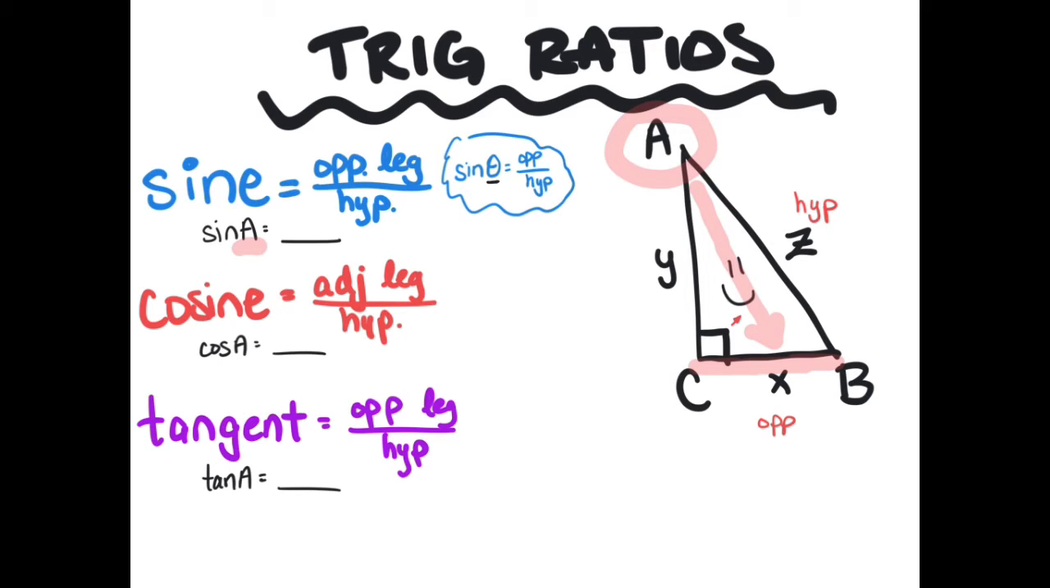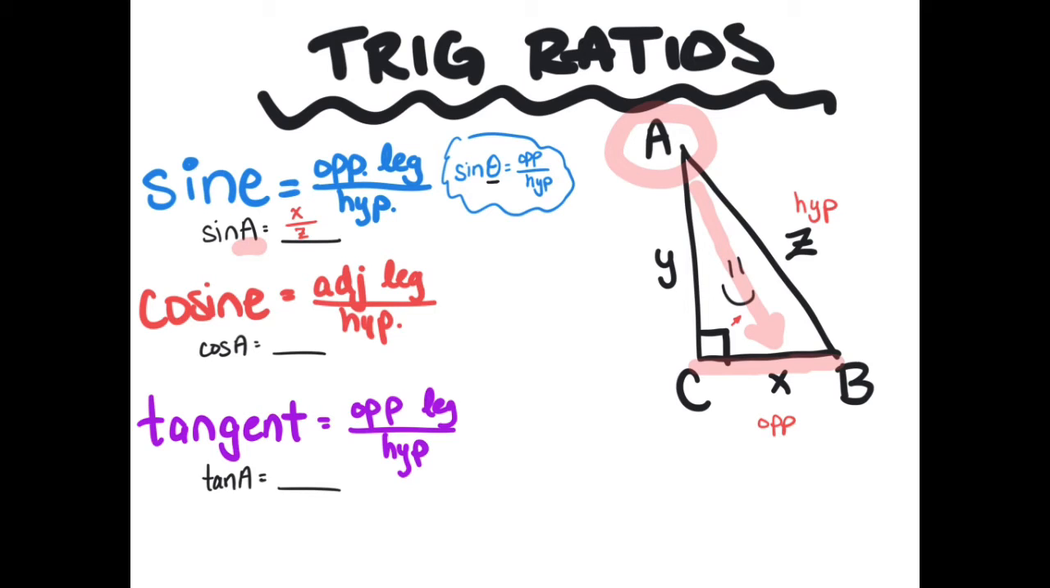So when I talk about sine of angle A, the opposite leg is X, and the hypotenuse is Z. The ratio looks kind of weird because I'm just putting letters in here, but in the next example, we'll use numbers, and it'll be awesome.